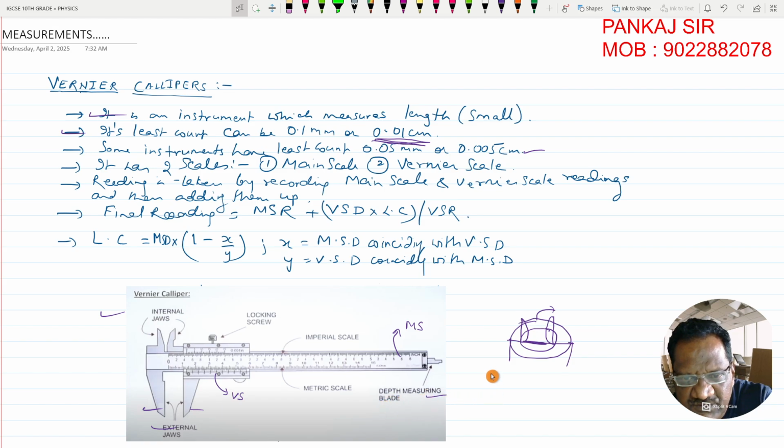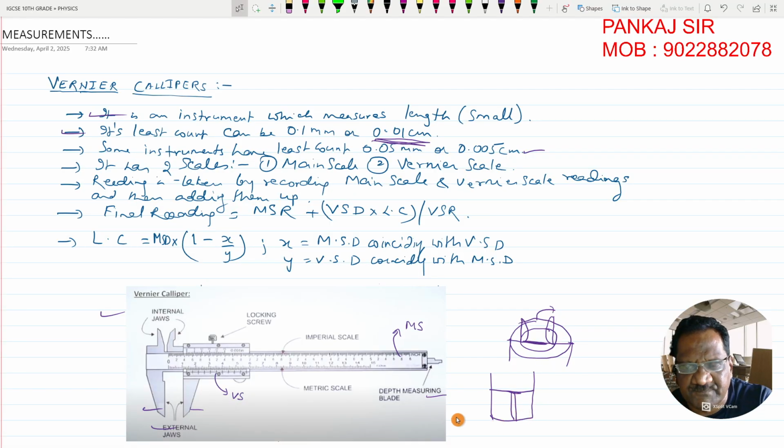Okay, so suppose you have to measure the depth of a liquid or something like that, inside this beaker. So you have to put this particular vernier caliper in such a way that this depth measuring blade is kept in this way, right? So this will measure the depth.